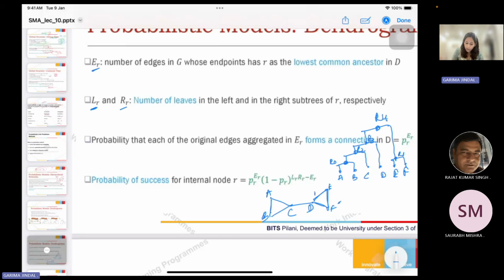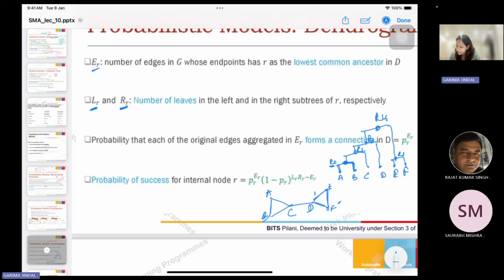For that, we need to consider LR and RR. LR is the number of nodes in the left tree, and RR is the number of nodes in the right tree. For example, for R0, how many nodes are there in the left tree? Just one. And how many are there in the right tree? Just one. So the LR and RR values for R0 will be 1 and 1.